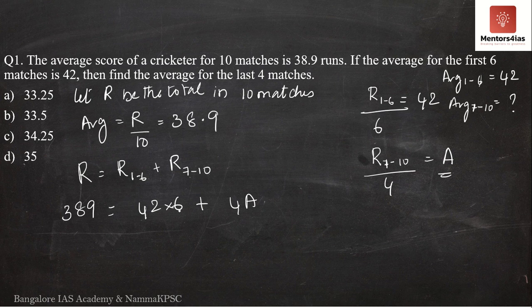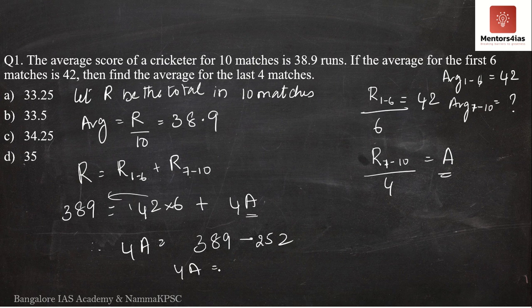So here we have a linear equation with one unknown variable. Therefore, we should be able to determine the value of A. Therefore, 4A is what? I will take this to the other side. It is 389 minus 6 twos are 12, 6 fours are 24, 252.